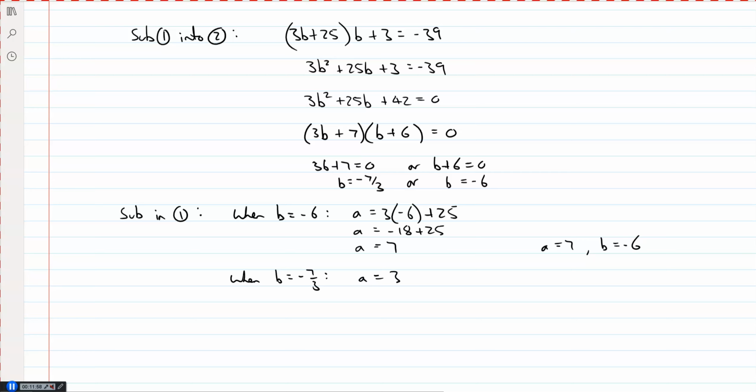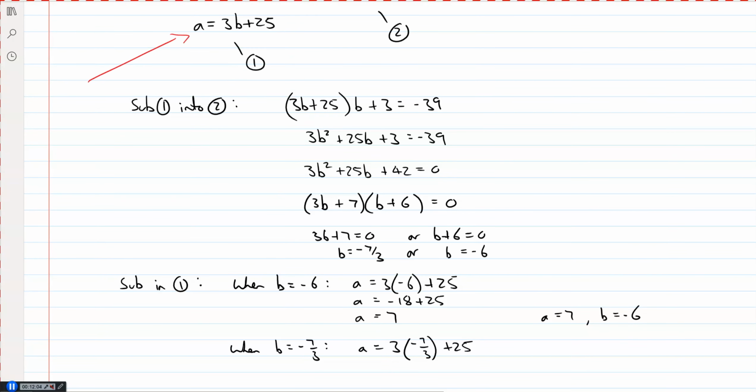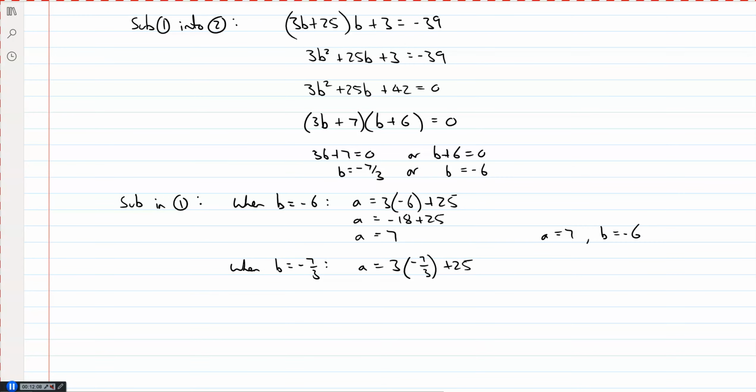Or we've got when b is minus 7 over 3. So a is 3 lots of b. Again, using that original equation up here, this one. This isn't too bad because we've got 3 times minus 7 over 3, so the 3's will cancel. So we get this, 25 minus 7, so 18. So our second set of solutions, that a is 18, when b is minus 7 over 3. And there's our different sets for a and b.